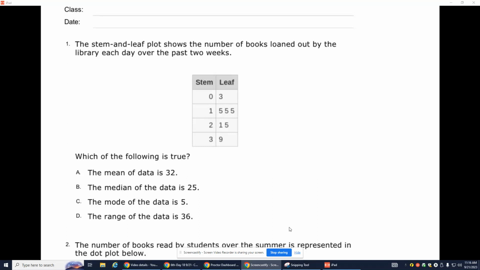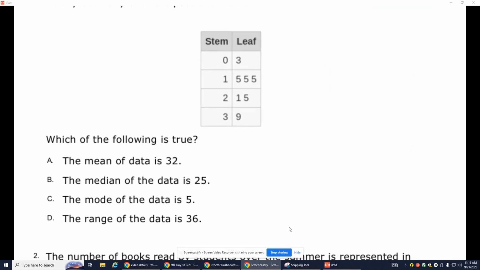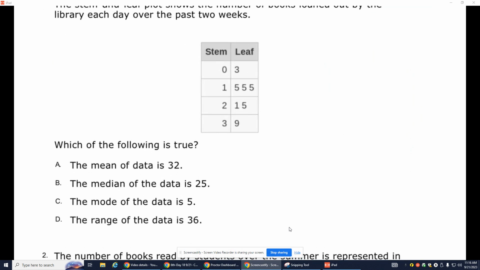Question number 1. The stem and leaf plot shows the number of books loaned out by the library each day over the past 2 weeks. Which of the following is true? The mean of the data is 32. The median of the data is 25. The mode of the data is 5. The range of the data is 36.